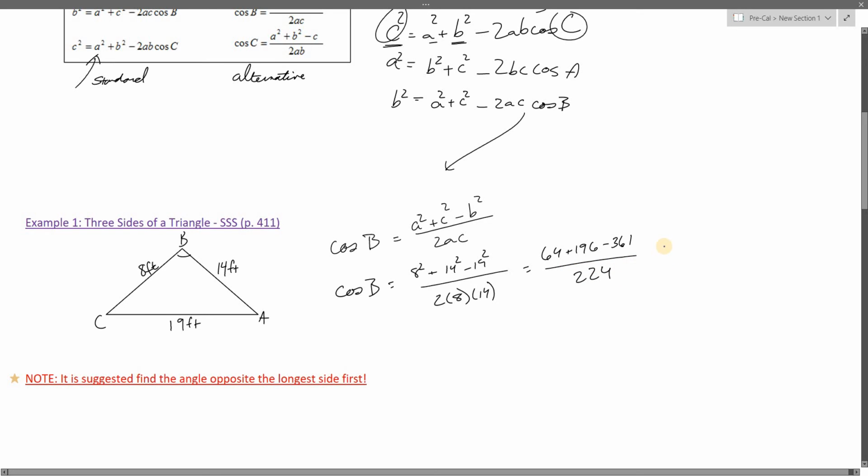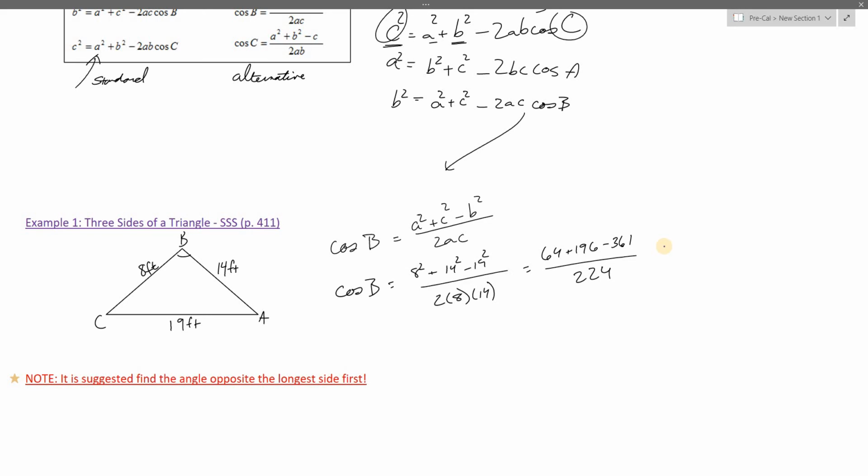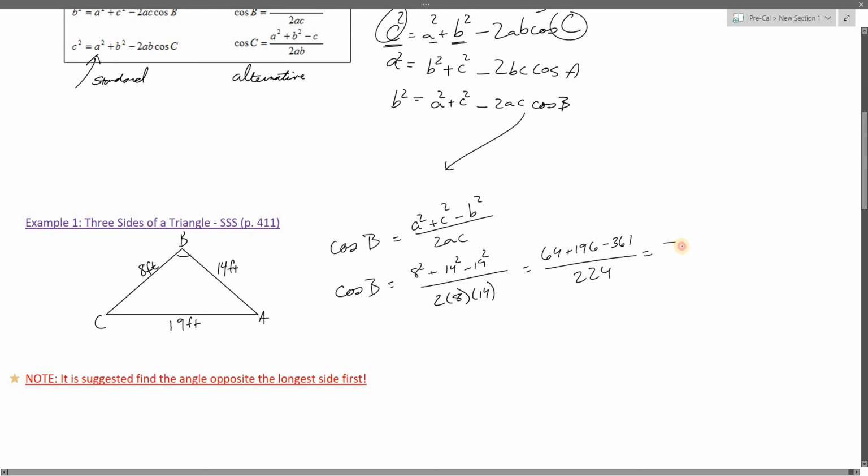So at the very top, you're going to have 64 plus 196. That'll give you 260 minus 361. That'll give you on top negative 101 all over 224. Well, when we do that, we will divide that by 224. We will get the number negative 0.45089 and a bunch of dots, because that's going to go on forever. So what we have here, and I would encourage you to keep that in your calculator for the sake of not losing it, is cosine B is equal to negative 0.45089 dot dot dot. And remember, we want B.